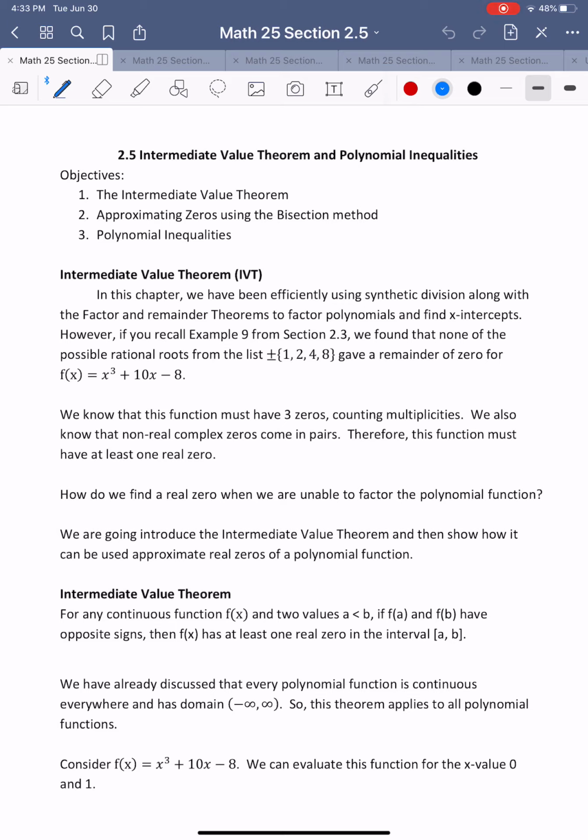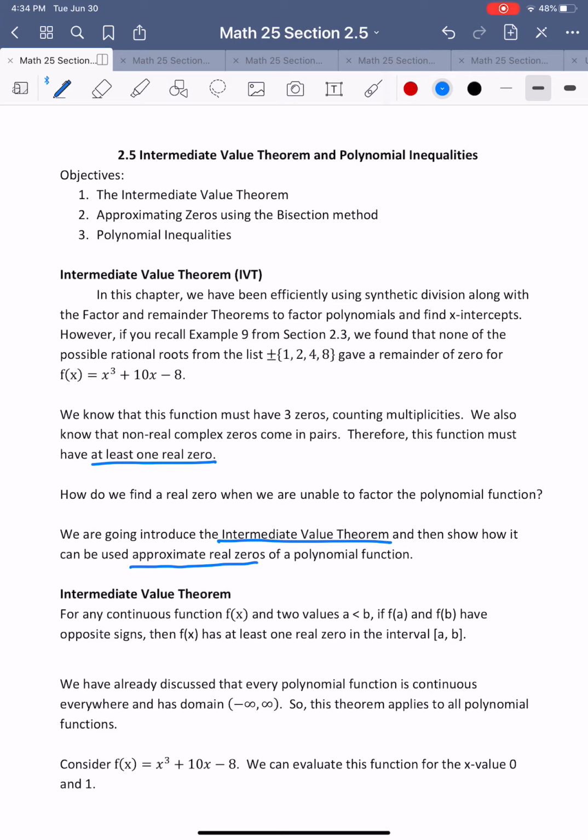So we know that this function must have 3 zeros counting multiplicities. We also know that the non-real complex zeros come in pairs. Therefore, this function must have at least one real zero. How do we find the real zero when we are unable to factor the polynomial function? We are going to introduce the intermediate value theorem, which shows how it can be used to approximate a real zero of the polynomial function. So this time, we try to approximate the zeros, okay? It's not going to come out nicely.